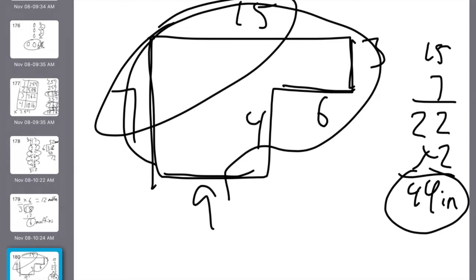Number 7 says there are 2 ways to find the area of the hexagon. What are they? And then find the area using both methods. So, guys, one is add 2 pieces.